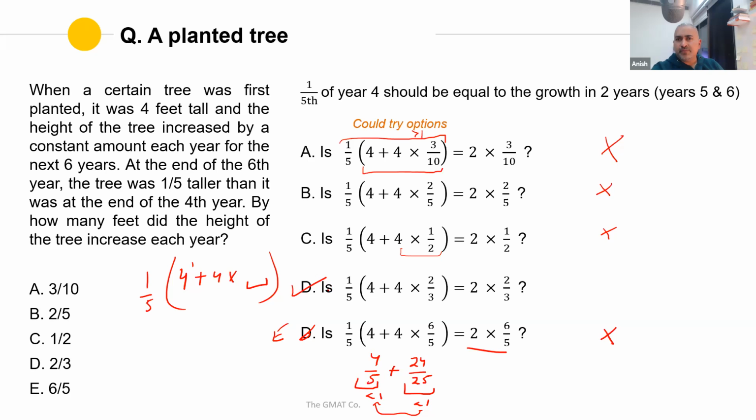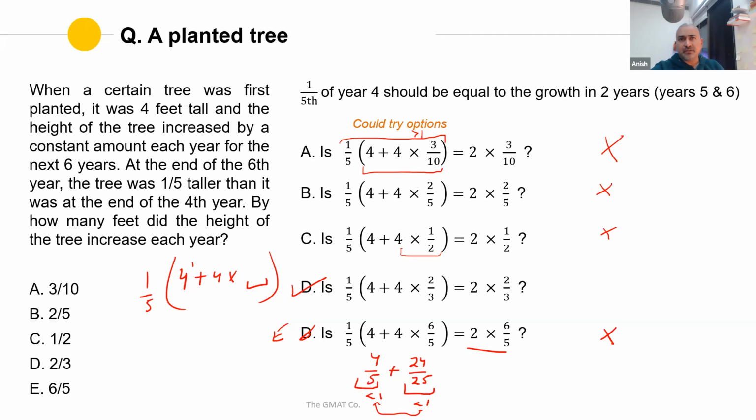I could, to be more certain, calculate it also. But just because I've been able to eliminate the others, that also leads me to understand D will be correct. So what we did here was we started off with the answer choices and checked which one fits. Of course, we could go the algebraic way here as well. Perhaps that was a very clean way to deal with this question.